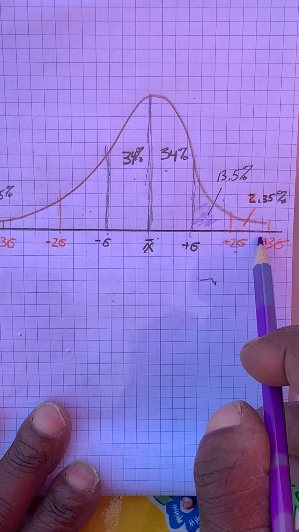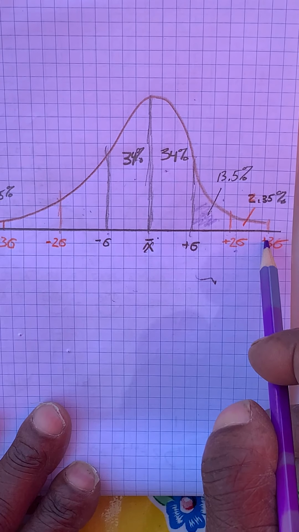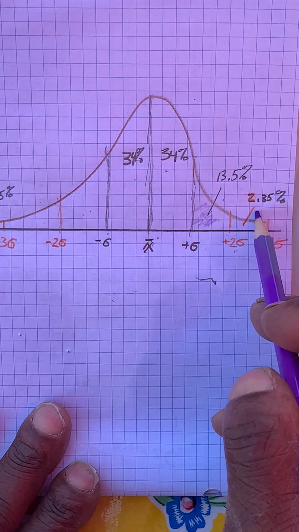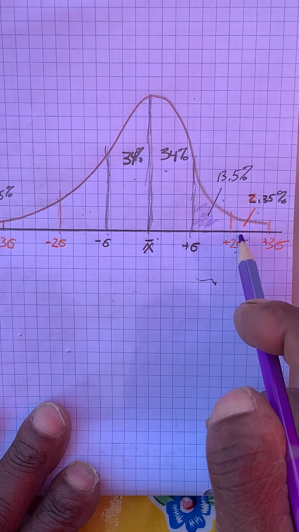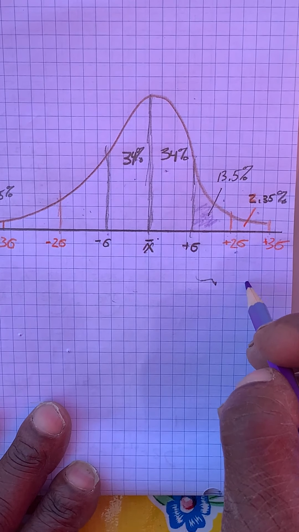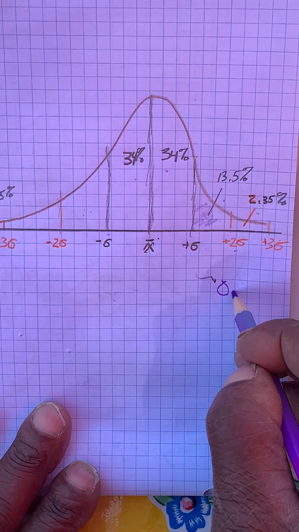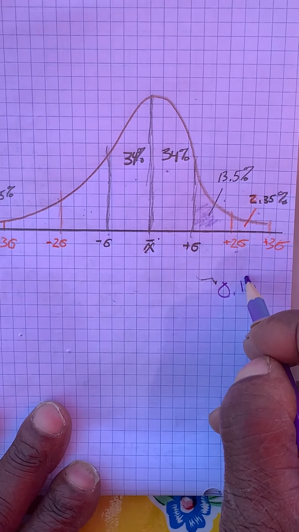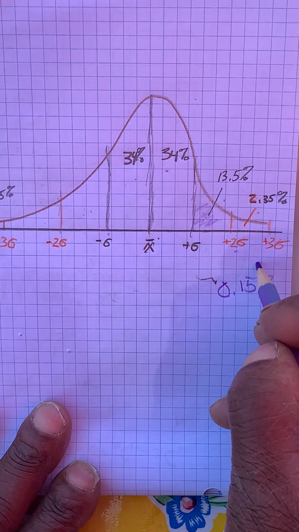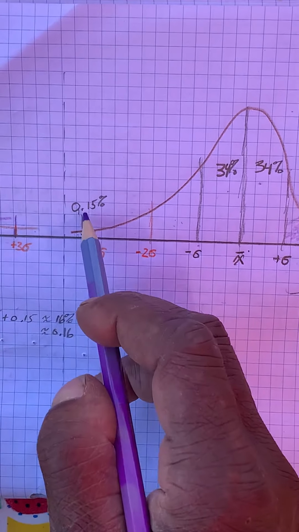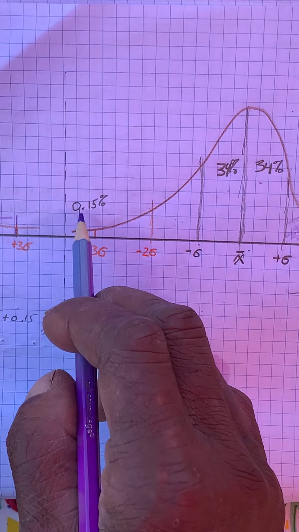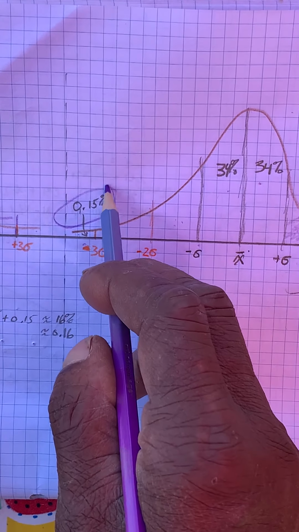And then getting that far out, 2 to 3 standard deviations, you're down to just 2.35% of your data. And then beyond that, there's not much left. There's only 0.15% left for that region beyond the third standard deviation.